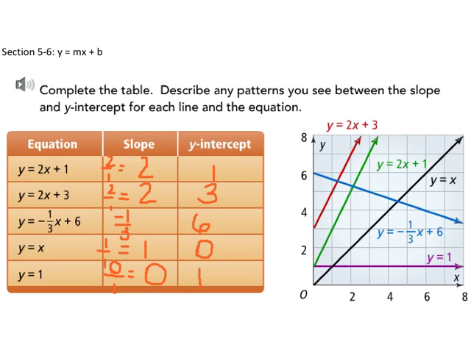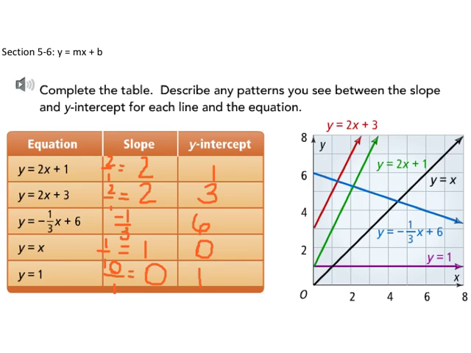Now we're going to make some observations about the slope, the y-intercept, and the equation. So if you take a look at all of these answers, 2, 2, negative 1/3, 1, and 0, we're actually going to just take a look at the top 3 there. You should notice that 2, 2, and negative 1/3 are all in the equation, and those numbers are the coefficient for the x. So what that tells us is that the slope is always the coefficient in front of the x.